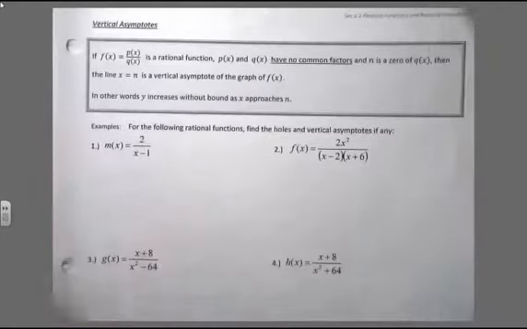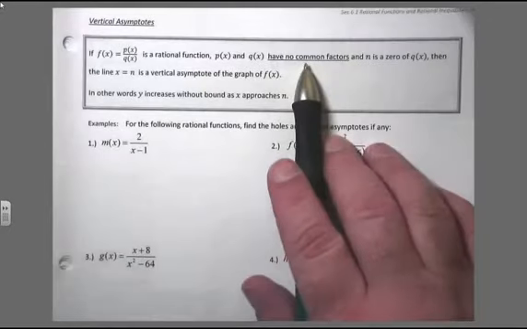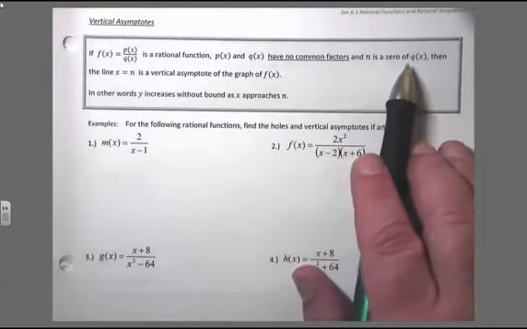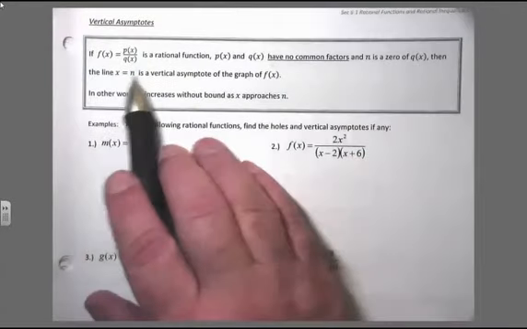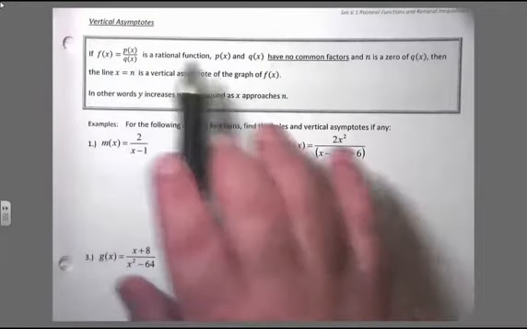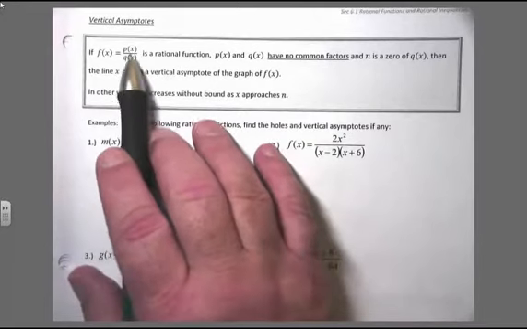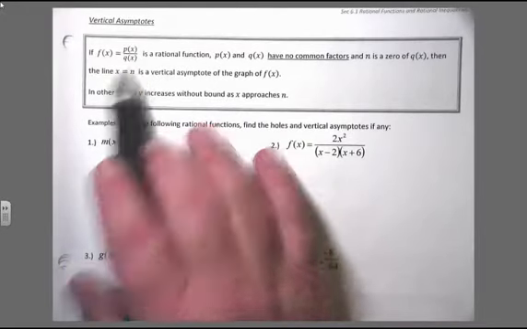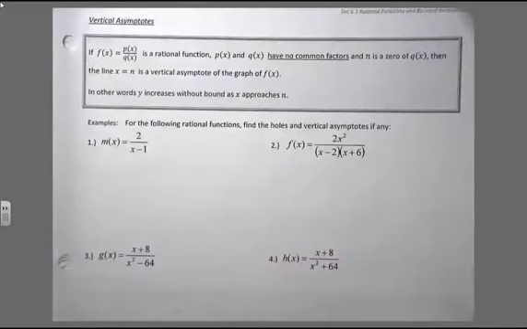If you turn the page, that's what I talk about here in this definition. If p of x over q of x is a rational function, p of x and q of x have no common factors, that was the trick right there, and n is a 0 of q of x, then the line x equals n is a vertical asymptote of the graph. It's the no common factor terms. The factor terms that don't cancel, set those equal to 0, and that's where you get your vertical asymptotes. Now, what happens at a vertical asymptote?